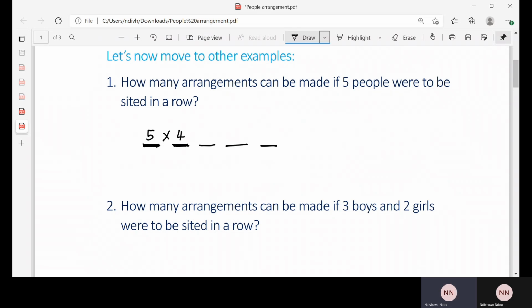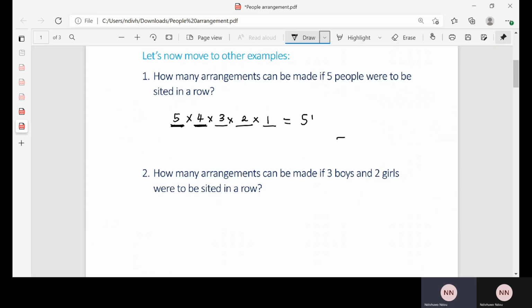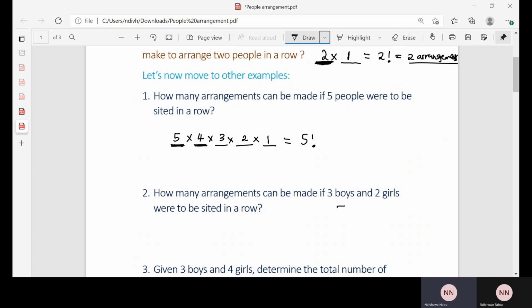Now, 2 chairs have been occupied. From a total of 5 people, how many options will we have? We'll have 3 options. Like that, we'll have 2 options until we have only 1 option left. This is the same as 5 factorial. Just press your calculator, 5 factorial, and it will give you 120 arrangements that can be made.